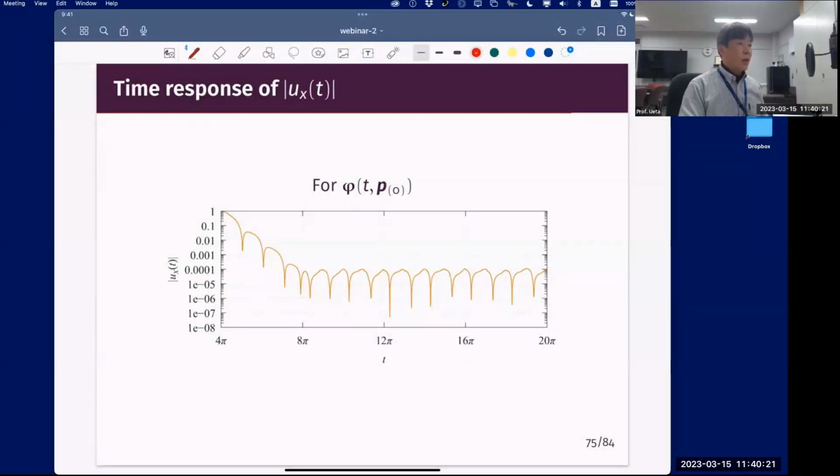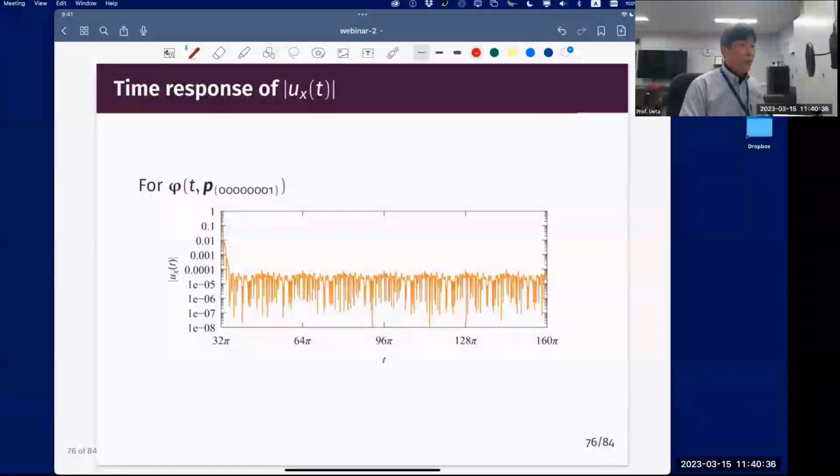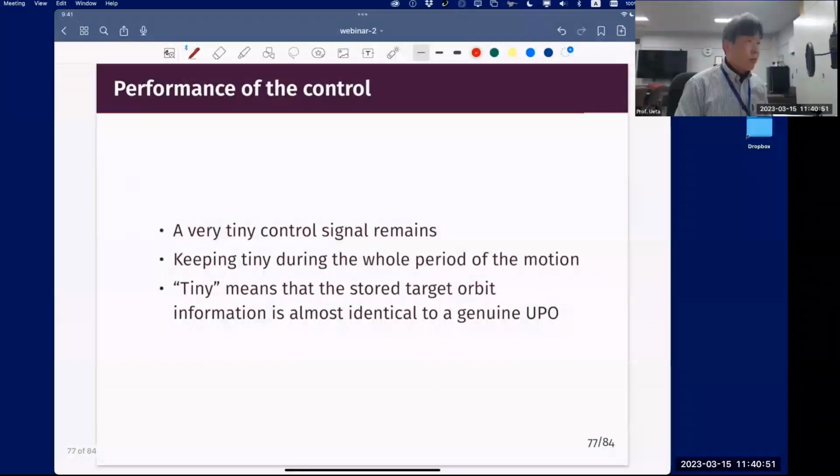Okay, now we evaluate the control input on a logarithmic scale. A very, very tiny control input remains. Here also, for period 8 motion, some very small corrections exist, but it seems to be a very small control input. For this EFC, a very tiny control signal remains. Tiny here means the stored target orbit keeps the very genuine UPO data.